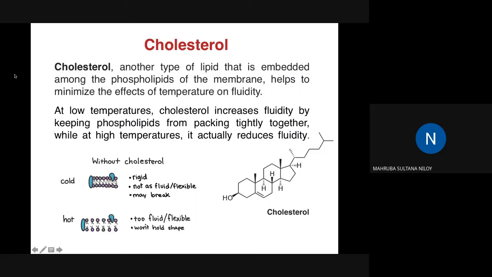Okay, so we have seen another component that we didn't discuss that much, that is cholesterol, right? Are you hearing me? Yes, sir. Okay, so cholesterol is another factor that maintains plasma membrane fluidity. Okay, and cholesterol is only present in animal cells. Is it clear? Yes, sir.